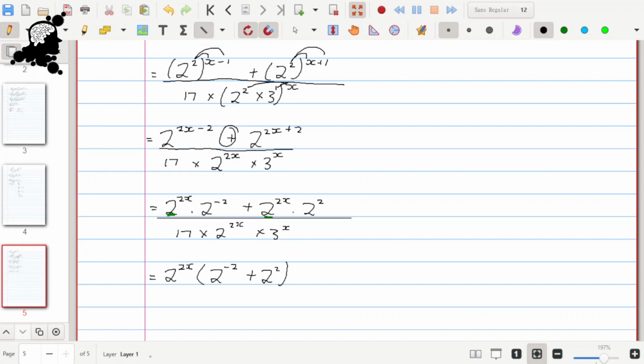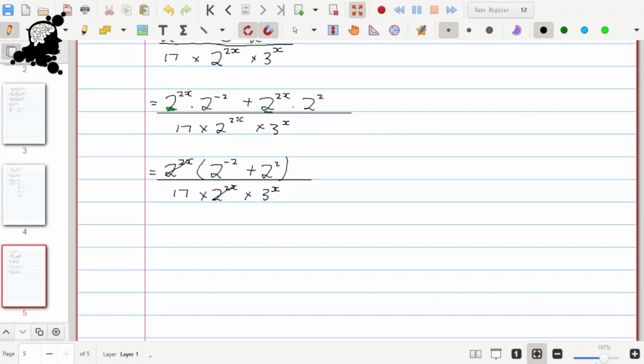Let's just draw a straight line here. This is all over 17 times 2 to the power 2x times 3 to the power x. 2 to the power 2x and 2 to the power 2x cancels out. Let's see what we remain with. So we're going to remain with 2 to the power minus 2 plus 2 to the power 2. Let's bring back our division line. This is all over 17 times 3 to the power x.